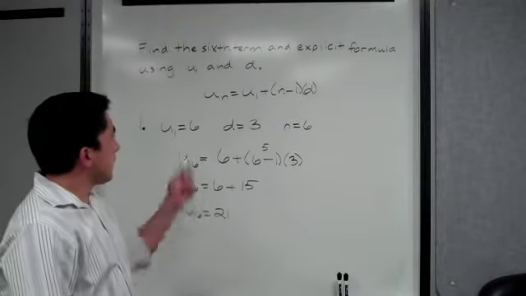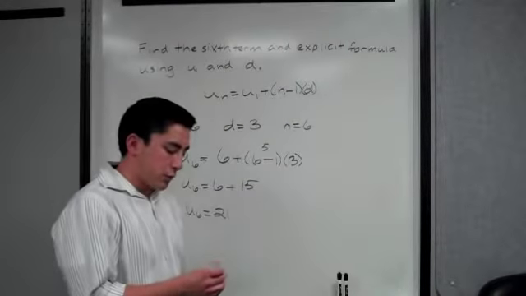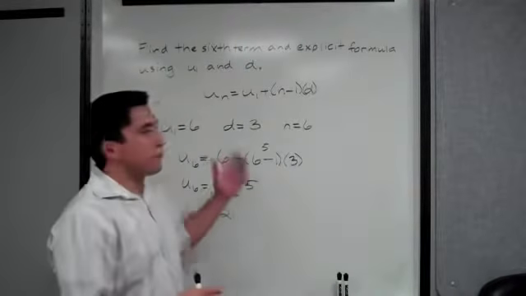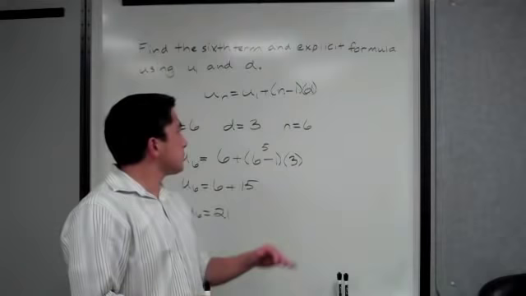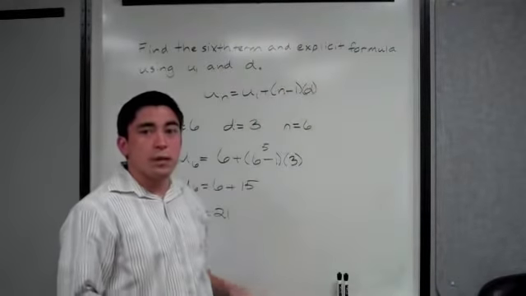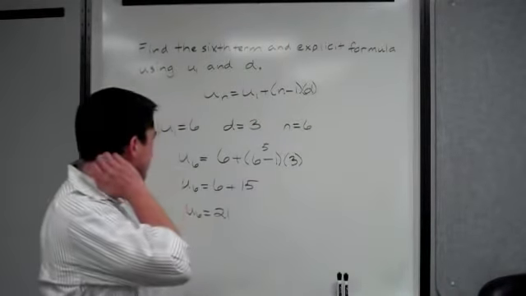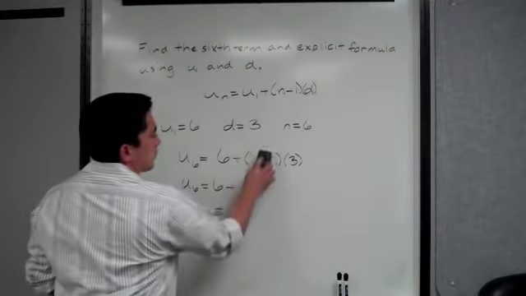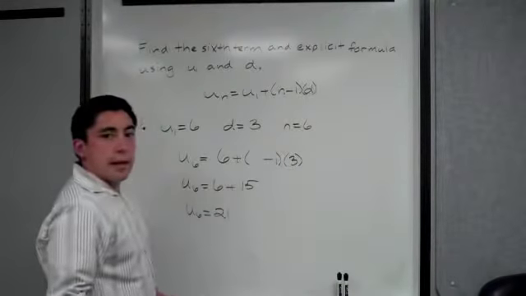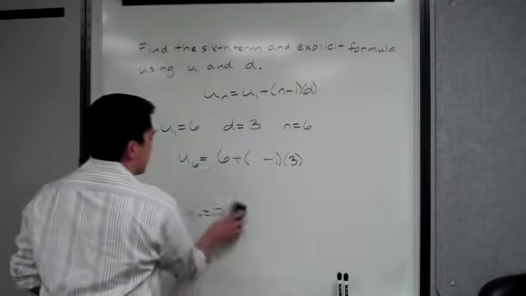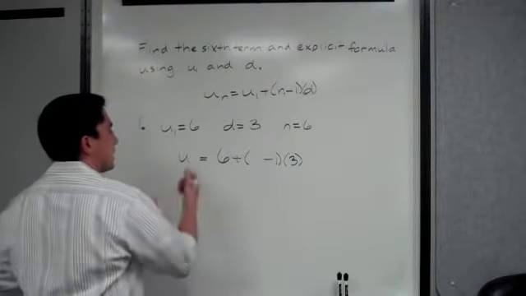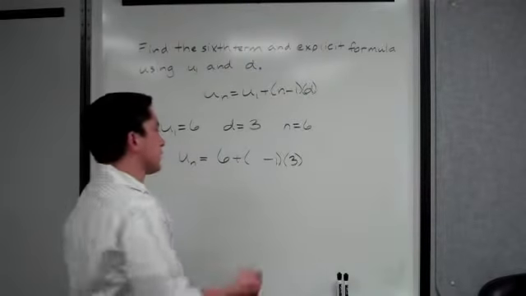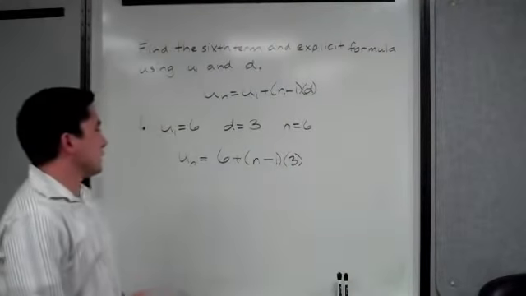Now, it also says find the explicit formula. The reason why we find the explicit formula is so that if we wanted to find the 100th term, the explicit formula helps us to answer that really quickly. So the way we do that is do the same exact problem, it's just don't plug in a number for n. Let's leave n the way it is. So we're going to find U sub n if we know our first term is 6 and our common difference is 3. So we're going to plug n right there.